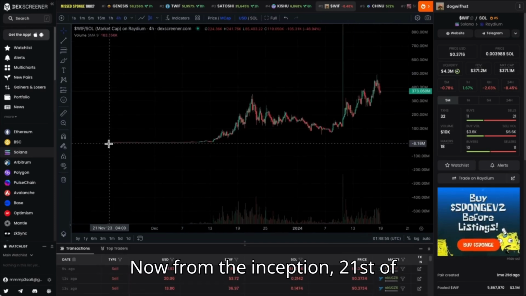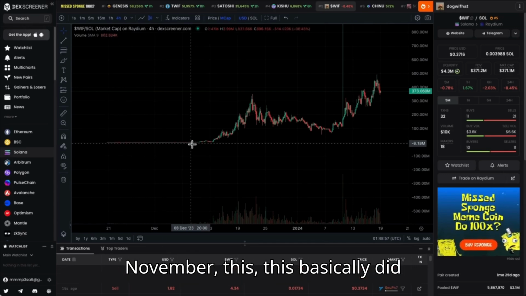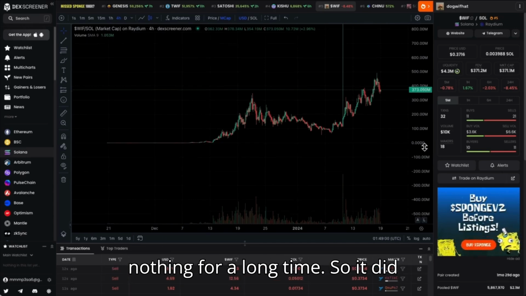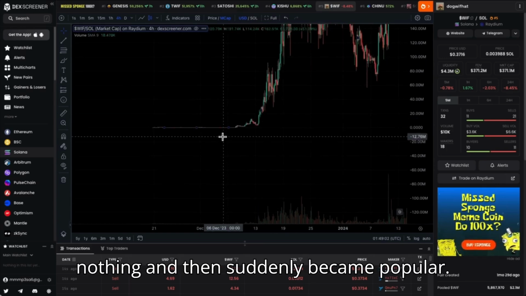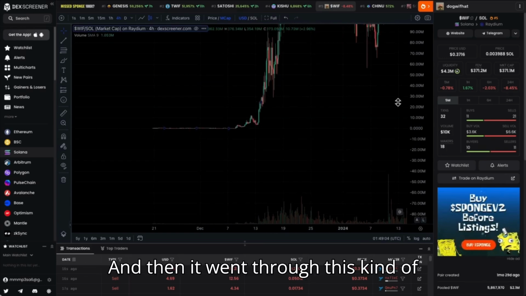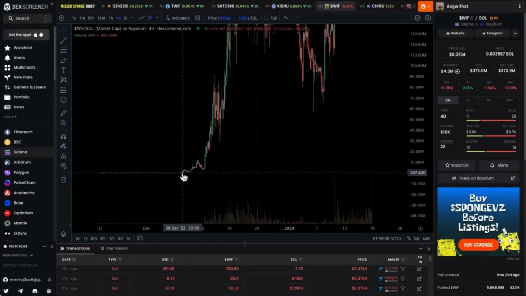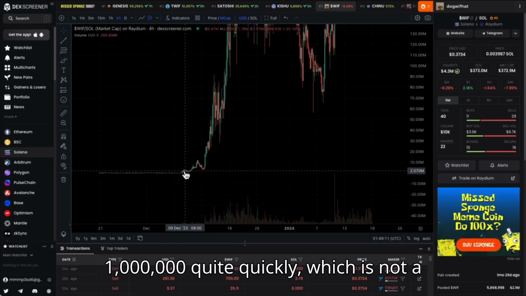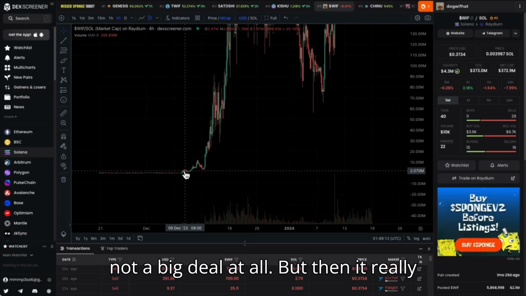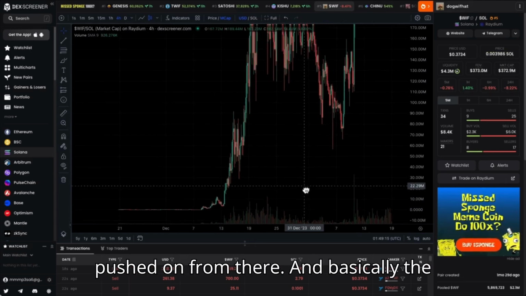Now, from the inception, 21st of November, this basically did nothing for a long time. So it did nothing and then suddenly became popular. And then it went through this first wave move. So it literally got to 1 million quite quickly, which is not a big deal nowadays on Solana meme coins. Not a big deal at all. But then it really pushed on from there.